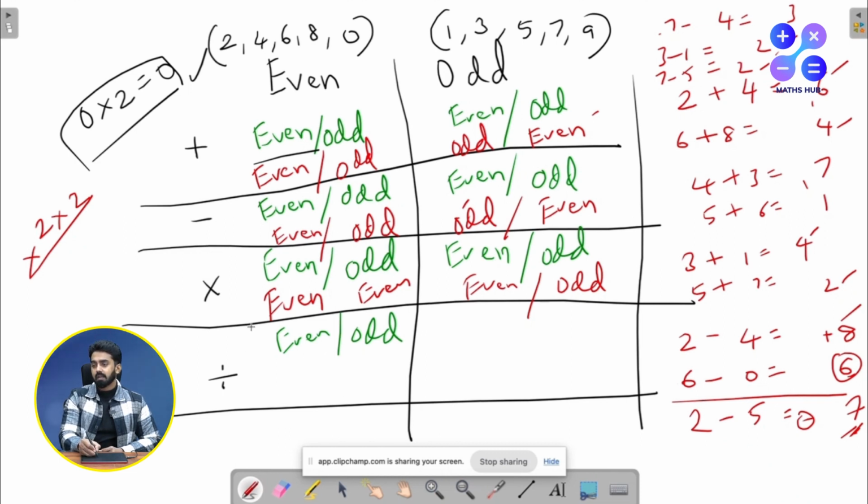And what about subtracting two odd numbers? Again, very similar to our addition case. If you subtract 1 from 3, you're going to get a 2.